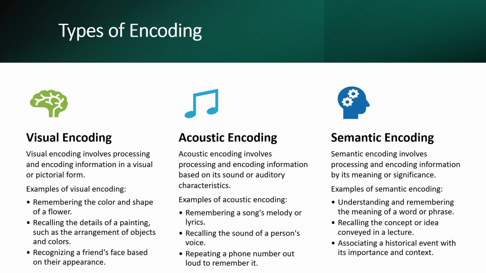Semantic encoding. Semantic encoding involves processing and encoding information by its meaning and significance. Examples of semantic encoding: understanding and remembering the meaning of a word, recalling the concepts or ideas conveyed in a lecture, or associating a historical event with its important context.